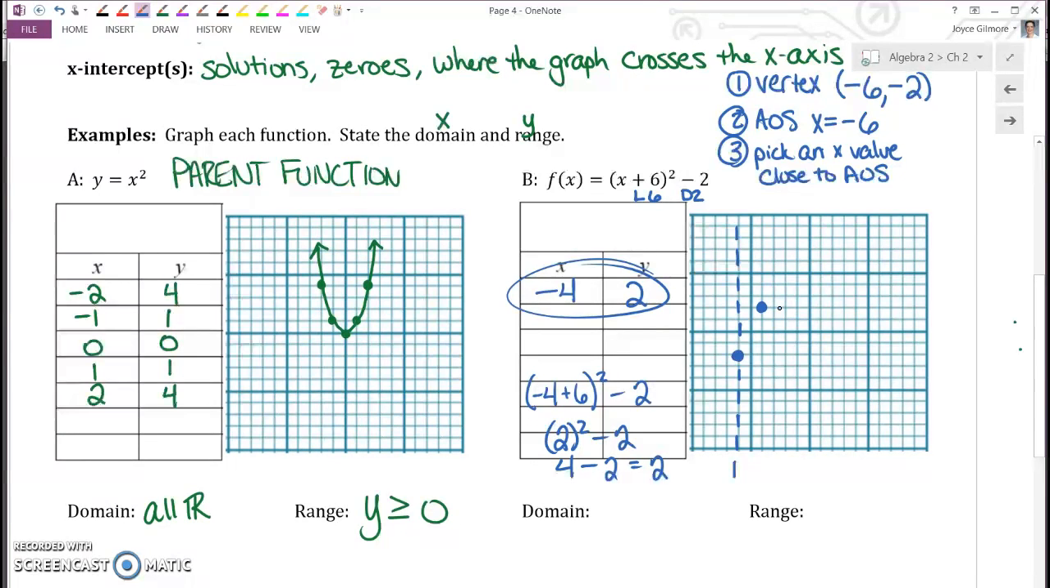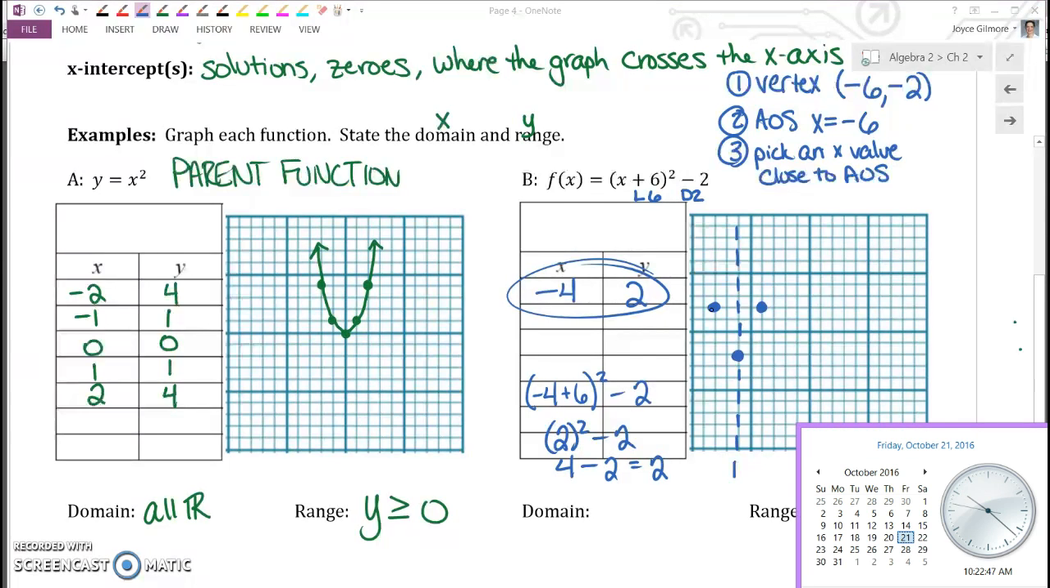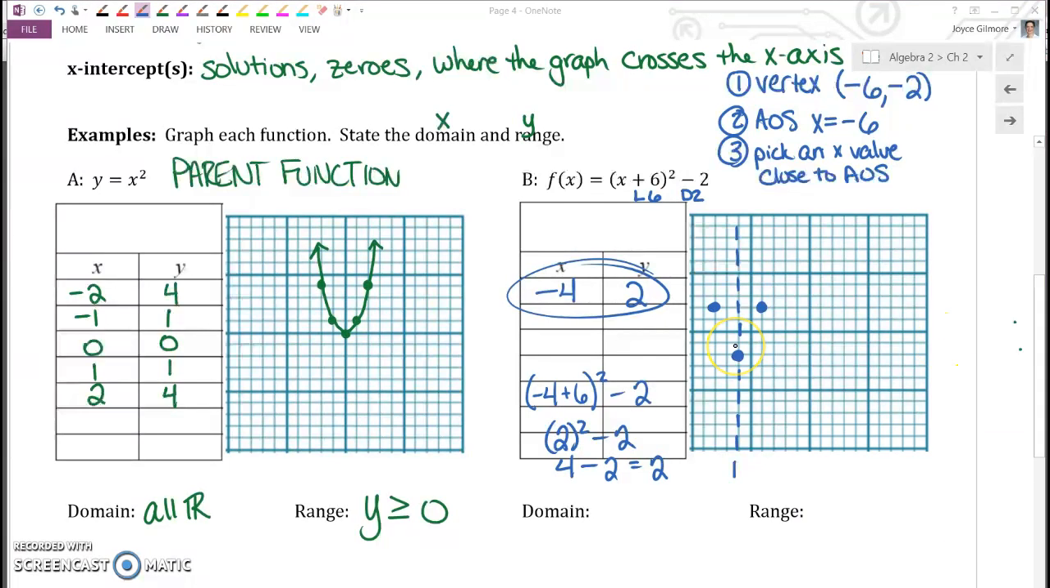There's a reason I put the symmetry line on the graph. If this point, -4, 2, is on the parabola, there's another point on the other side of the symmetry line. So this point is 2 units away from the symmetry line. I am going to go 2 units in the other direction, and there's another point on my parabola. So really, you only have to plug one number into this function to get one point on your parabola and then reflect that point over. And now we have enough information that we can sketch in our parabola.